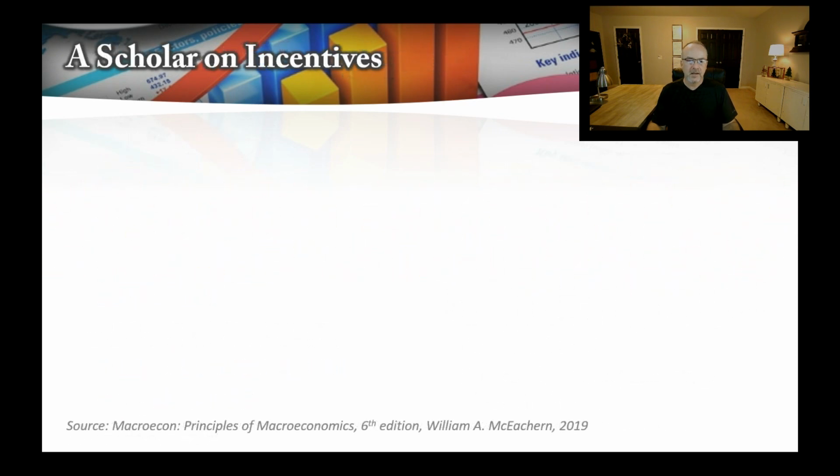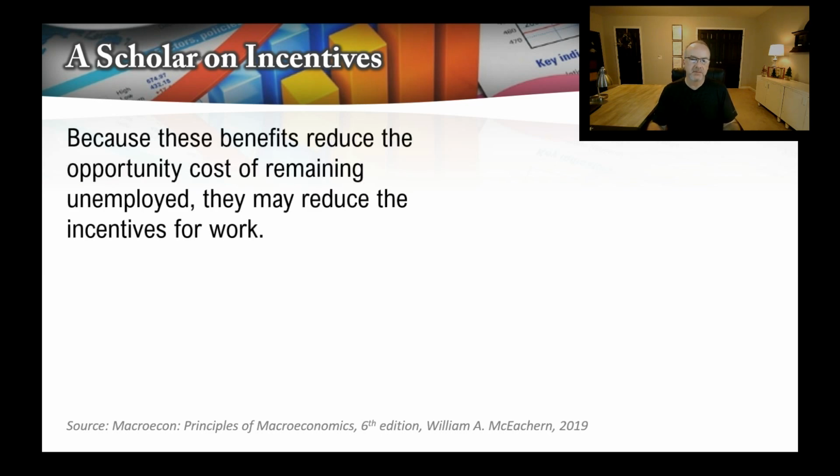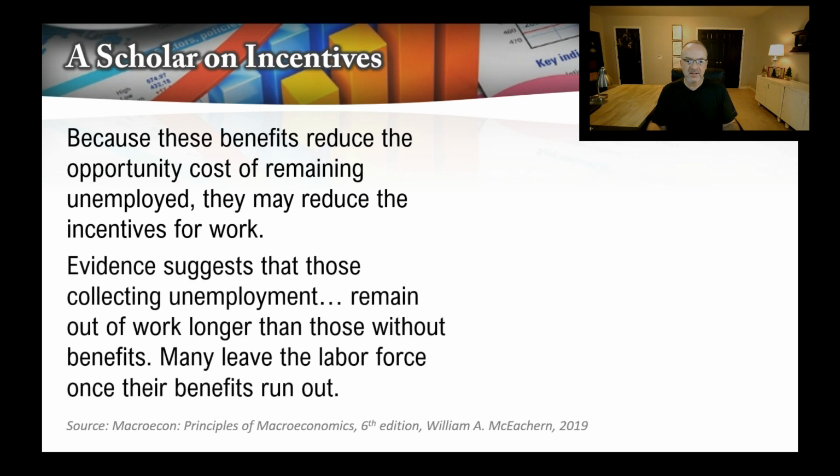William McEachern, in his Macroeconomics textbook, talked a little bit about this. He said, because these benefits reduce the opportunity cost of remaining unemployed, they may reduce the incentives for work. Evidence suggests that those collecting unemployment remain out of work longer than those without benefits. Many leave the labor force once their benefits run out. So what is he saying here?